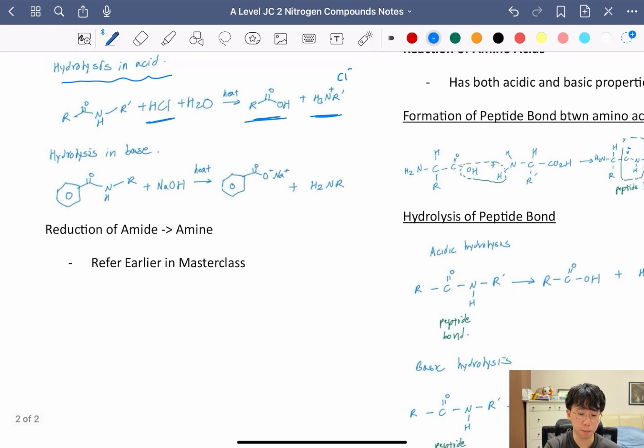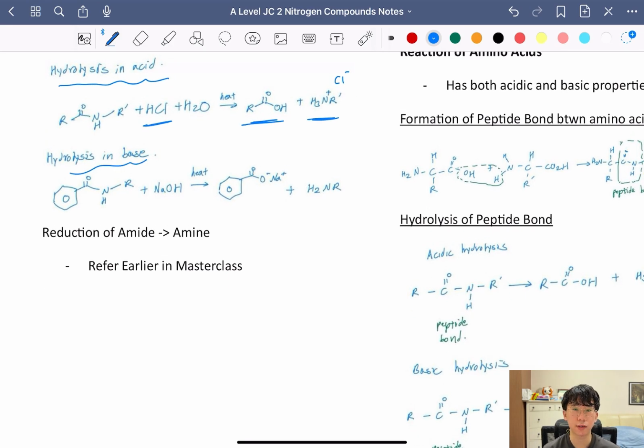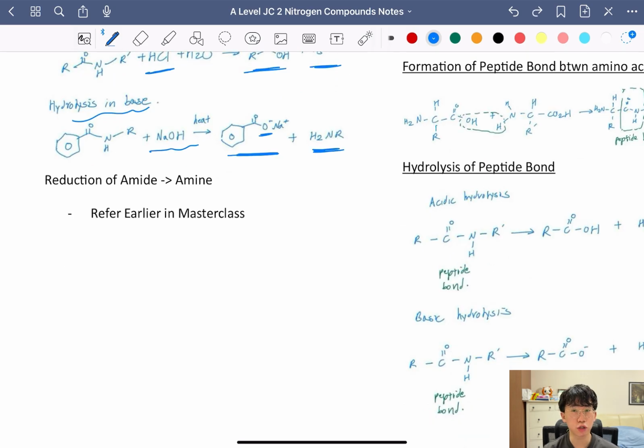Or you can hydrolyze it in base. When you hydrolyze it in base, everything is in a basic environment. So let's say use NaOH, and under heat, you can get your carboxylate anion over here because it's in a basic environment. You also get your amine. You can also reduce your amides to amines, which I've also covered earlier, so just refer to the earlier part of the notes.